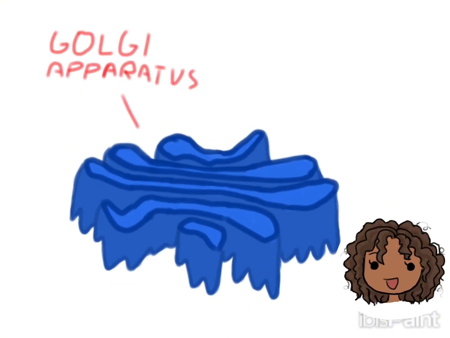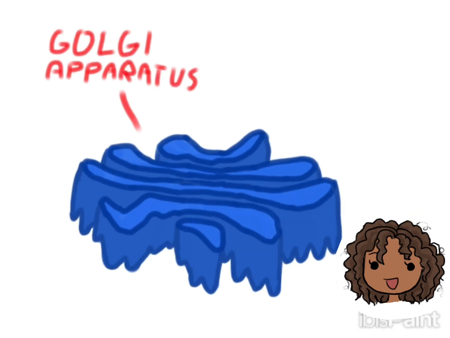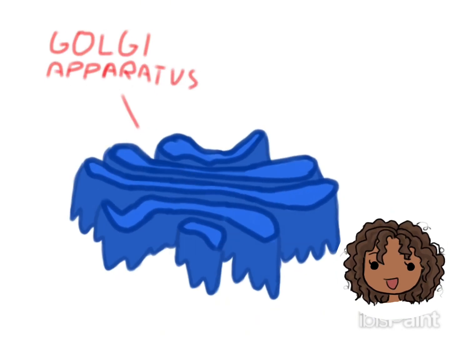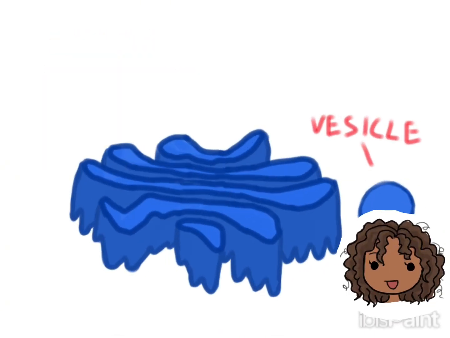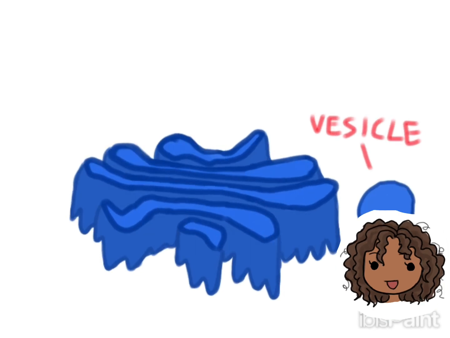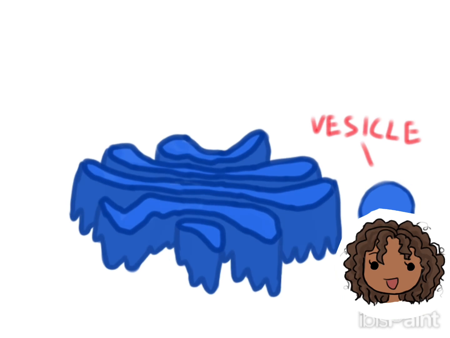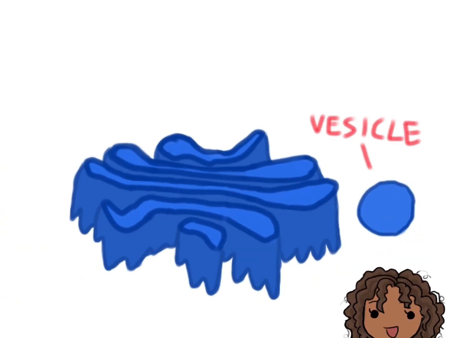The Golgi apparatus. The Golgi apparatus is in charge of the transportation, sorting, and modification of both proteins and lipids sent from the ERs. Vesicles. Vesicles act as an internal delivery system or storage containers for the cell. They store and secrete substances like proteins, hormones, and enzymes.